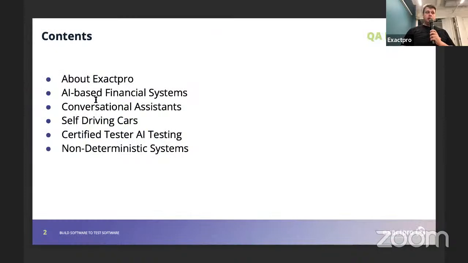Today I plan to cover a few topics. I would like to tell about Exactpro, about AI-based financial systems and their examples such as conversational assistants, chatbots, market surveillance systems, self-driving cars, the Certified Tester AI Testing exam, and about challenges of testing self-learning and non-deterministic systems.